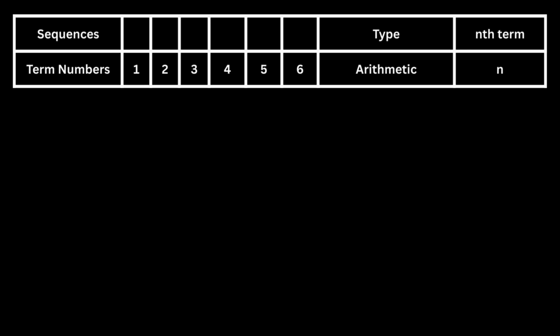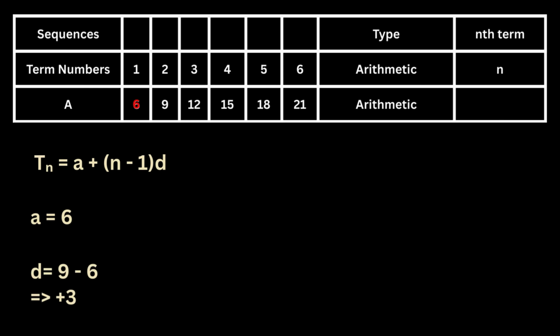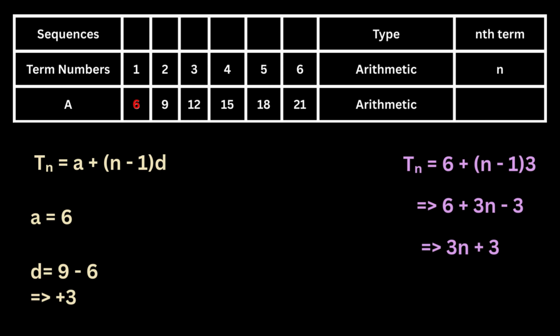All right, the first given sequence is 6, 9, 12, 15. As the difference is constant between two adjacent terms, it is an arithmetic sequence. We know that for an arithmetic sequence, the formula is Tn equals a plus (n minus 1) times d. So here, a equals 6, d equals 3. Hence, Tn equals 6 plus (n minus 1) multiplied by 3, which equals 3n plus 3. So we write the nth term for the second sequence. We note that the sequence was arithmetic.